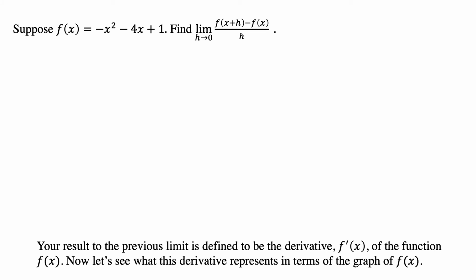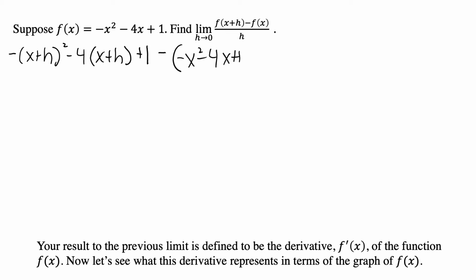So let's suppose that our function f of x is negative x squared minus 4x plus 1, and we want to find the limit as h goes to 0 of f of x plus h minus f of x over h, so that quantity from before that we said represents the slope of that secant line. So to start, we're going to plug in our x plus h using our function f of x. So we have negative x plus h squared minus 4 times x plus h plus 1, minus, subtracting our whole function, so in parentheses, negative x squared minus 4x plus 1, and this is all over h.